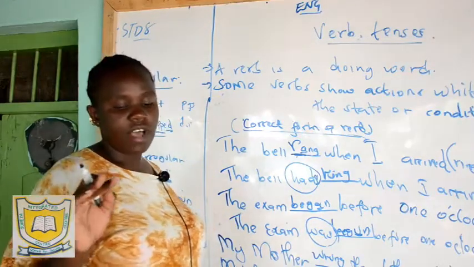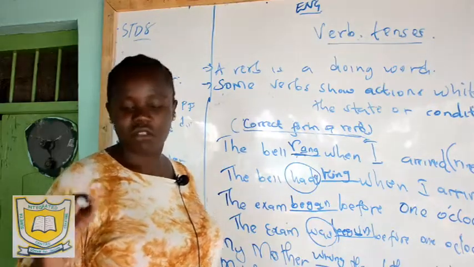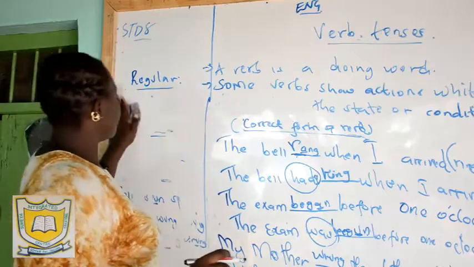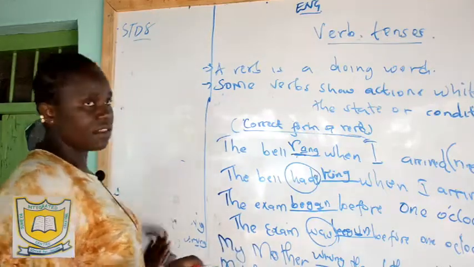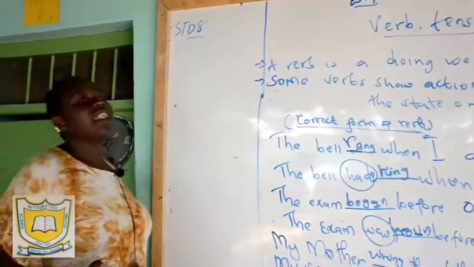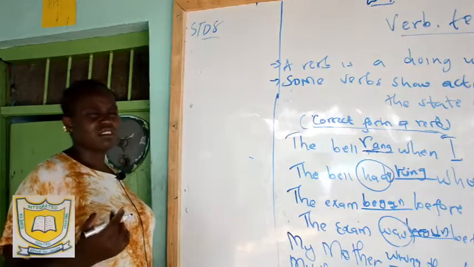Now, some verbs do not change. Some irregular verbs do not change. They remain the same, whether in the present tense, the past tense, or the past participle. And I come across this most of the time when we are marking conversations.